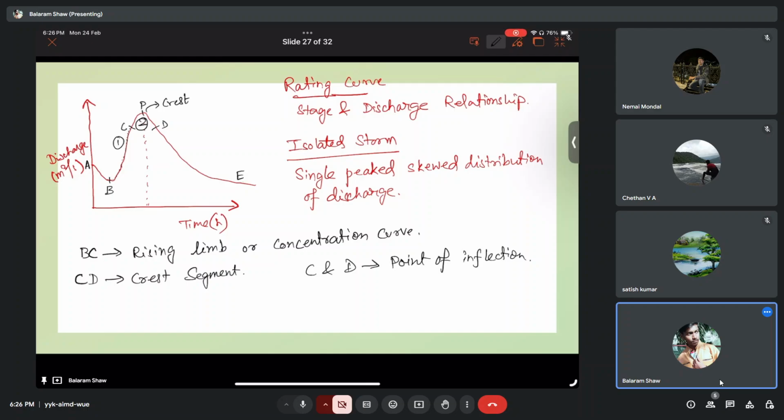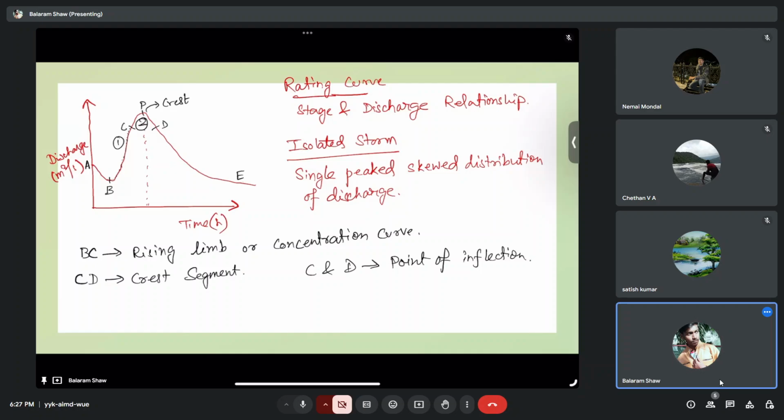Okay. And now after D, what happens? So let's say at P or before P, the rainfall has stopped. What will happen? Slowly the runoff will start decreasing or reducing, right? So in that case, the curve that we are getting, this line DE, is called the recession limb or falling limb.